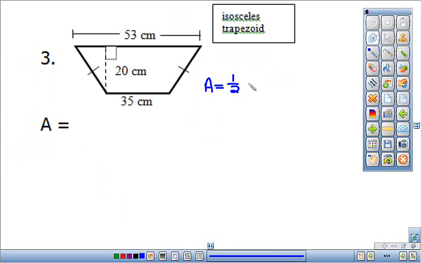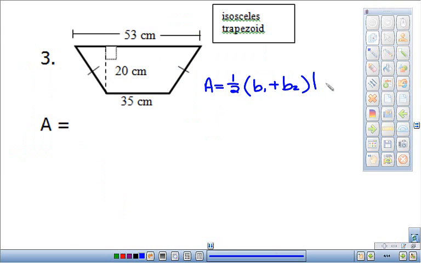is 1/2 in parentheses base 1 plus base 2 and then times height. And again, you could have all of this over 2 instead of multiplied by half. The bases are the two sides that are parallel in your trapezoid. In this case, that is the 35 and 53. So I'll plug those in for the bases. The height, again, makes a 90-degree angle with the bases. So these are not the height. Okay, this is your height, which they've told you is 20.